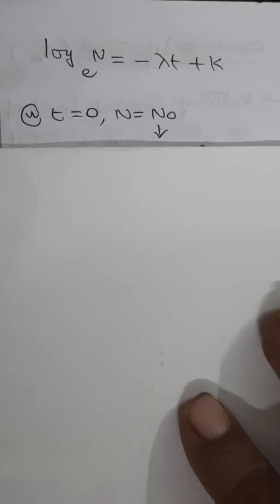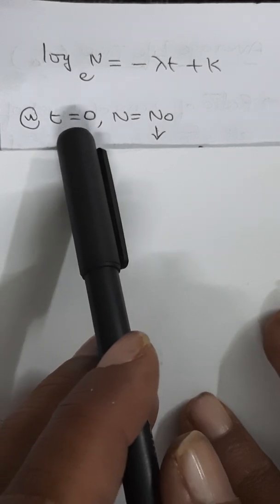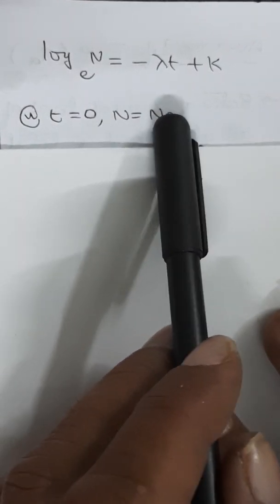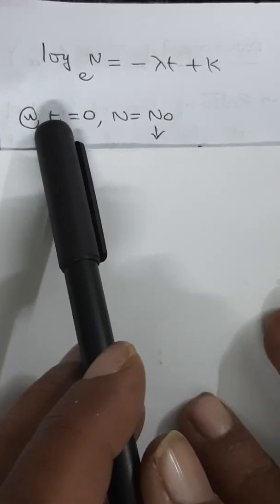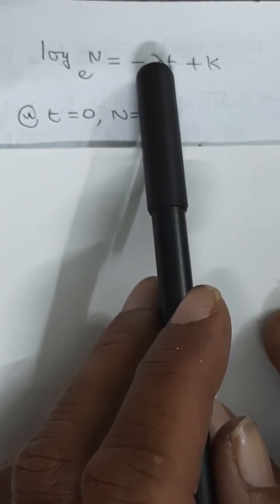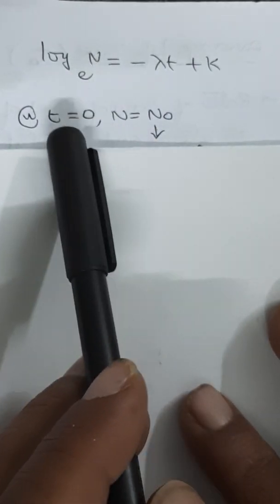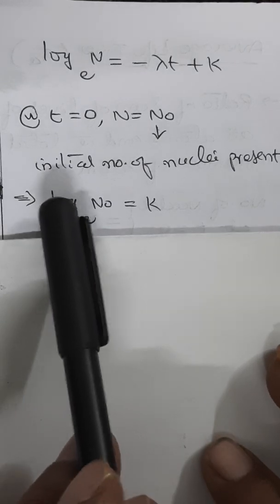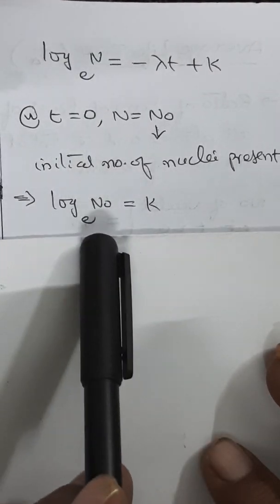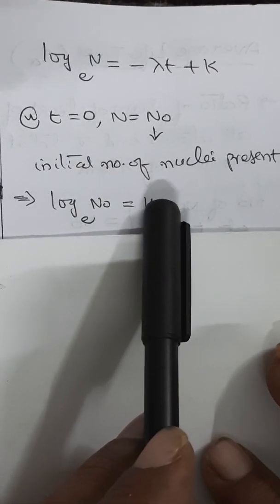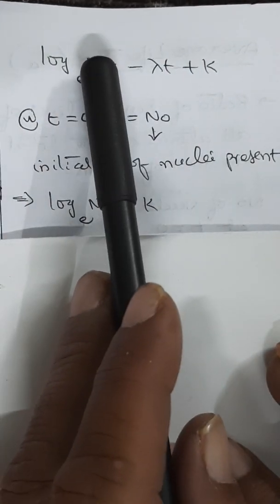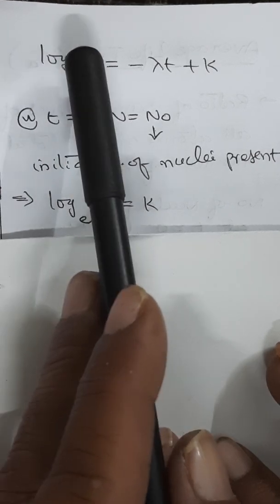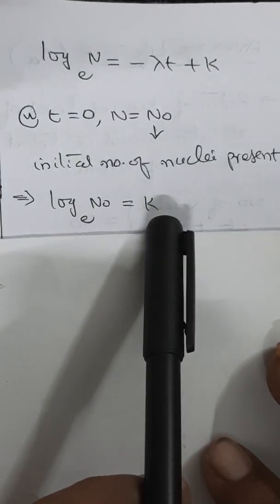Based on this equation, at t equal to 0, N will become N naught, that is the initial number of nuclei present. So substituting this in the equation, naturally it will become log N naught to the base e equal to the constant, because t equal to 0 means that term goes. For N you will have N naught. Therefore log N naught to the base e will become k.